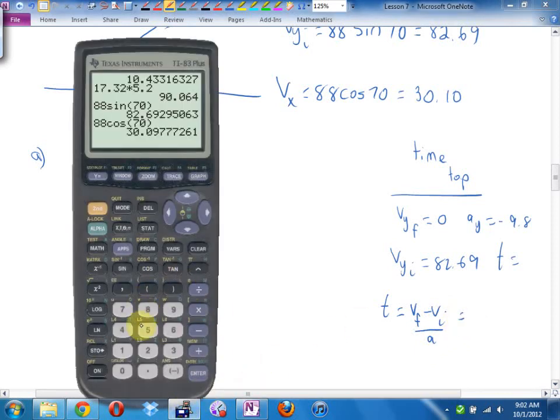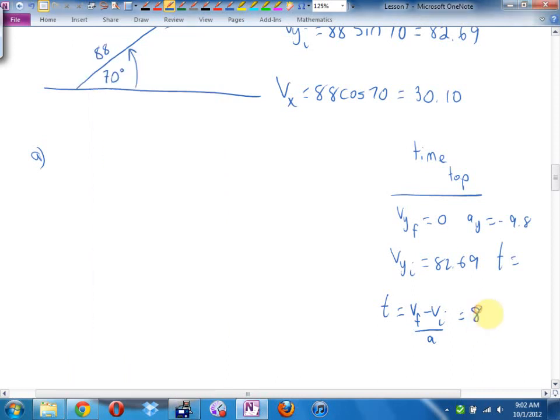It's going to be bracket 0 minus 82.69 divided by negative 9.8. It takes 8.44 seconds to get to the top. So based on that, are we on the way up or on the way down?